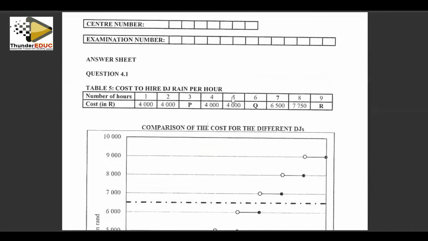This is how it looks. Don't forget to fill it in, hand it in, submit it, please.